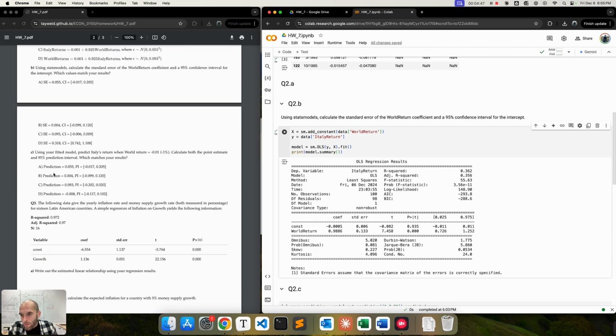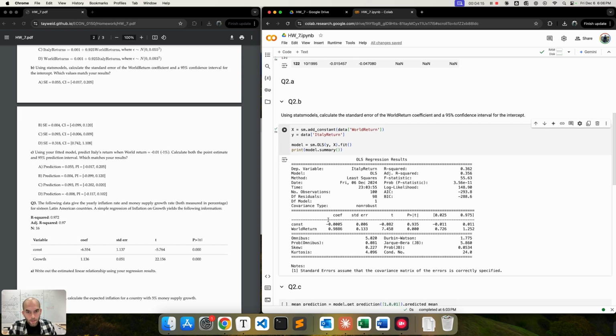So the third part of this question is to use the fitted model to predict Italy's return for this given world return. So we're looking at essentially a line, and then we're going to plug into that line some x variable. And the x is world return at this negative 0.1. So then we're calculating both the point estimate and the 95% prediction interval. All right, so a little bit of code here.